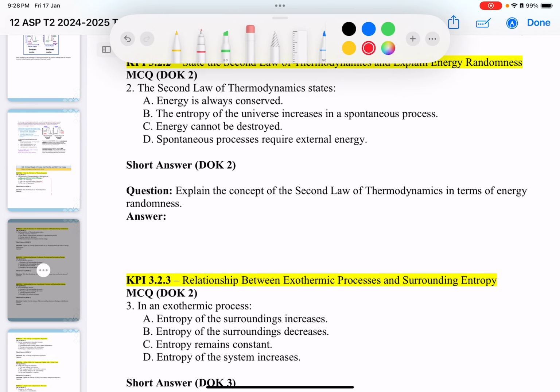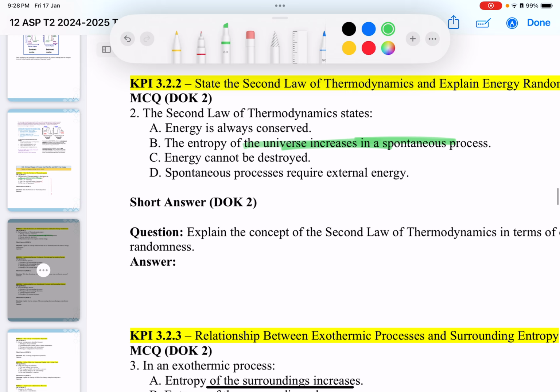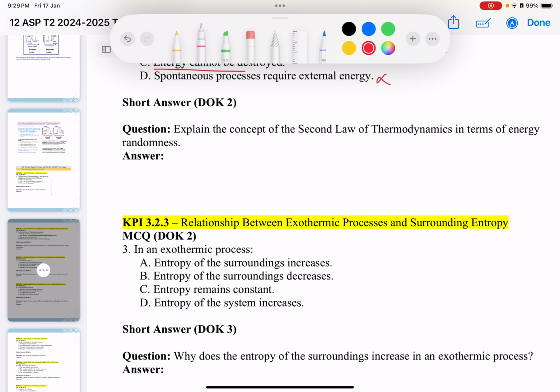So the second law of thermodynamics: the entropy of the universe is in continuous increase. So this is the first law. This is part of the law. This is wrong because a spontaneous process doesn't require external energy. Okay.